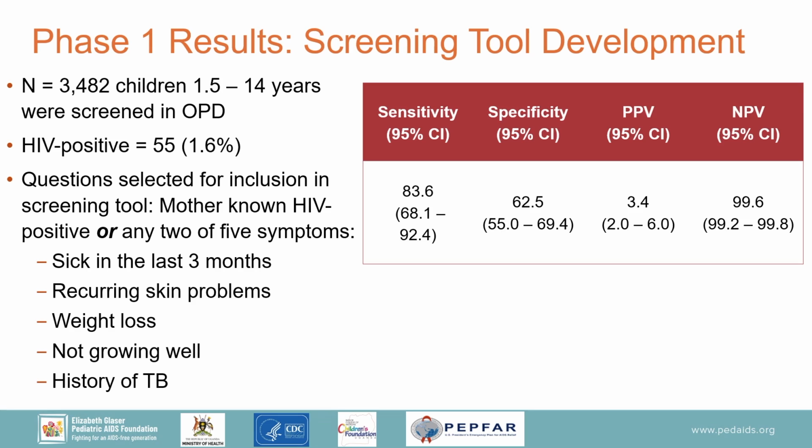This screening tool had an overall sensitivity of 83.6% and 62.5% specificity, meaning the tool correctly identified 83% of HIV positives and 62% of HIV negatives. Among those indicated for testing by the tool, 3.4% were actually positive.